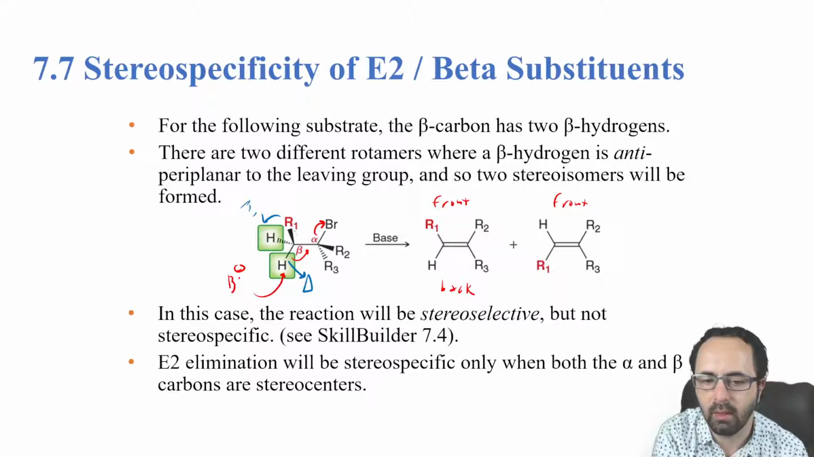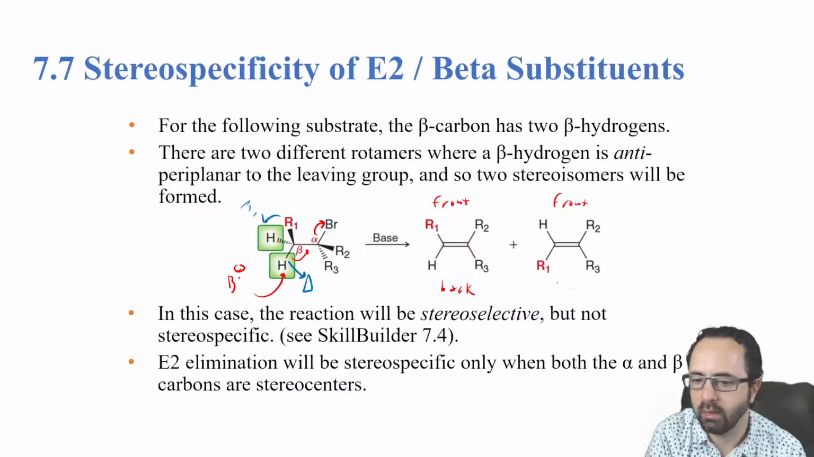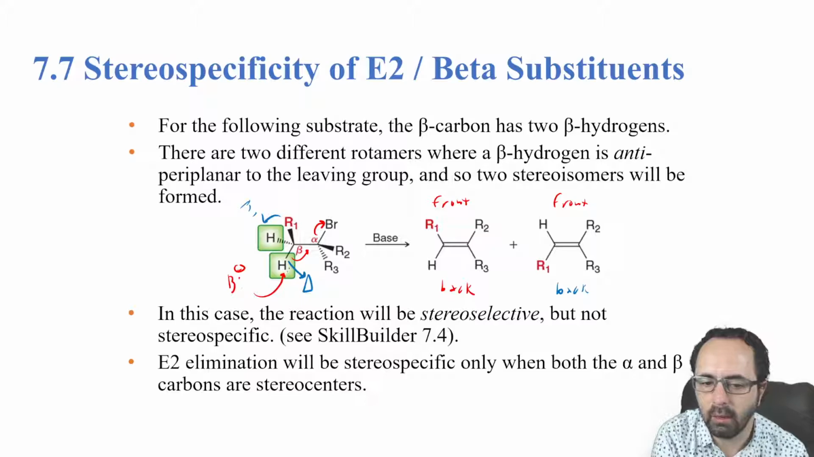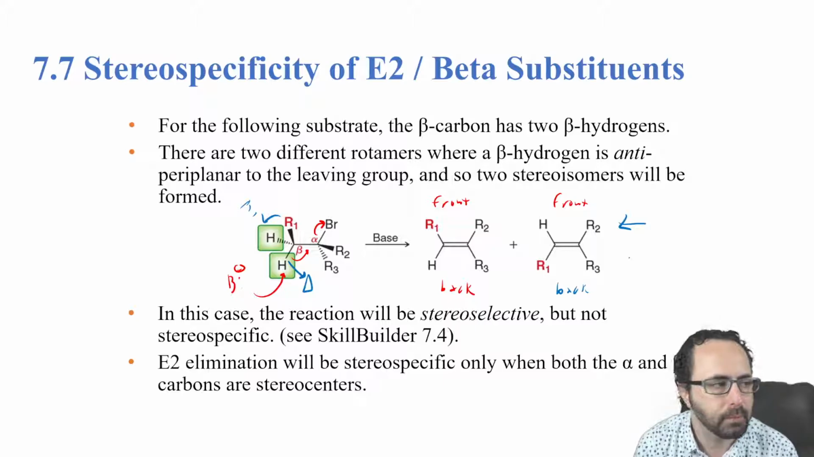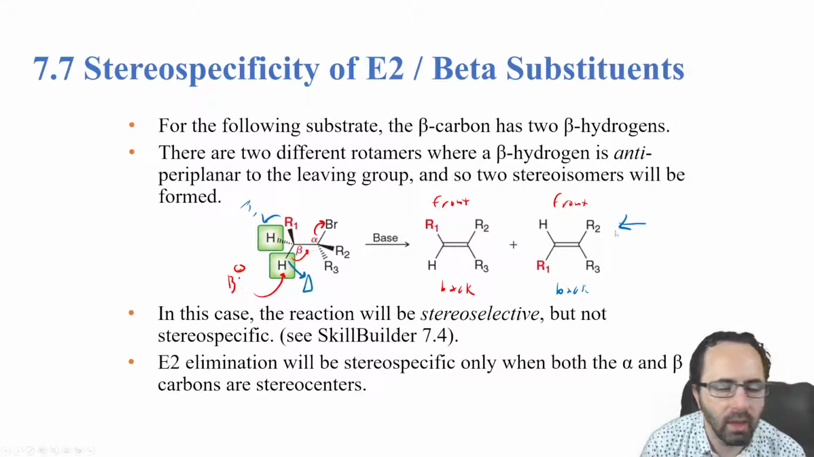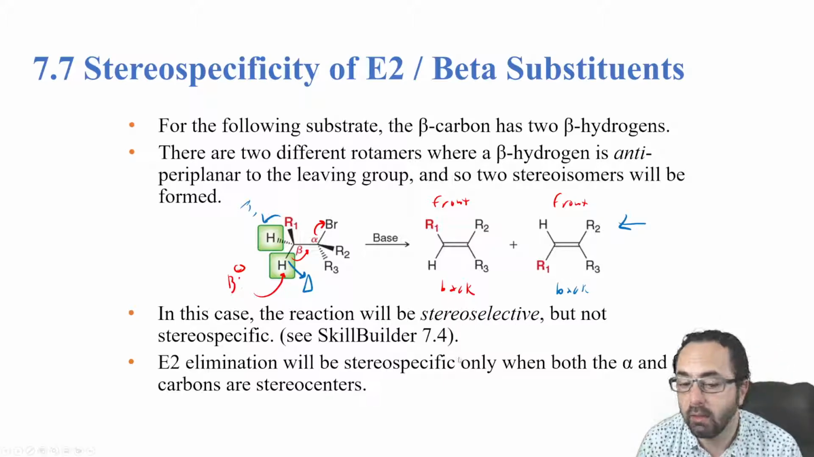So we can see that the R1 is dash and the R3 is dash, so that's the back. Those are on the same side. Whereas here, the hydrogen is in the front. It's now a wedge because we pulled it forward, and also on the wedge is the R2. So those are in the front there. In this case, the reaction will be stereoselective, but not stereospecific, right?